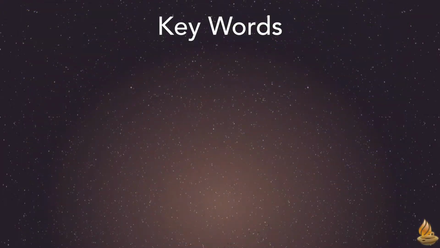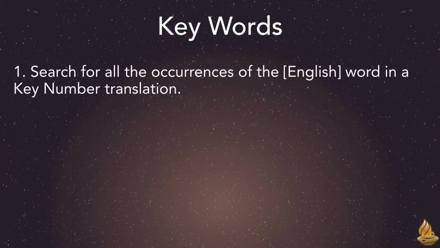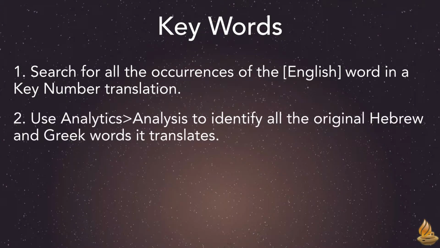Our Bible dictionary article should have already given us some idea of what keywords we're likely to find. Nevertheless, it's important that we check this for ourselves. There are 4 steps to finding all the keywords associated with a topic. First, search for all the occurrences of the English word in a key number translation. Second, under Analytics, use Analysis to identify all the original Hebrew and Greek words it translates.